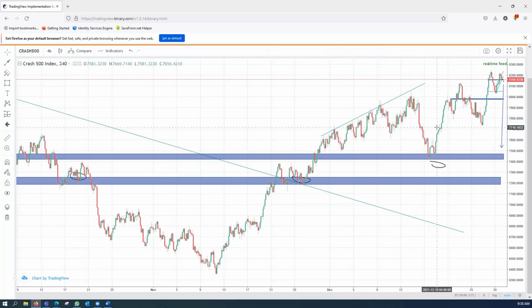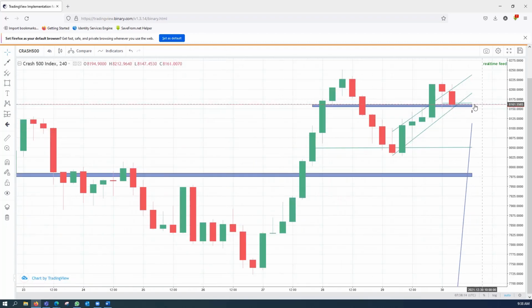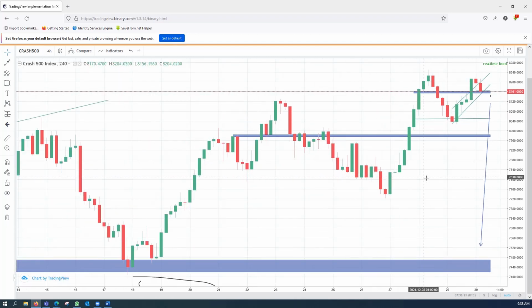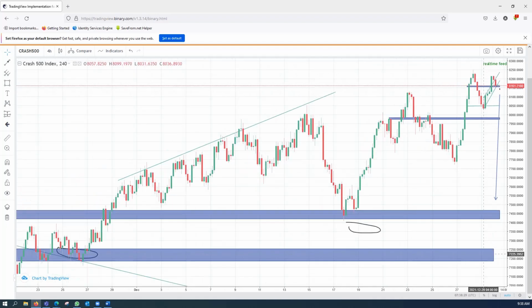So if you are scalping or a day trader, you can go to 15 minutes and we're looking at taking our profits at these zones or this zone. But if you are holding for long, then obviously you're expecting your price to come all the way down to here.